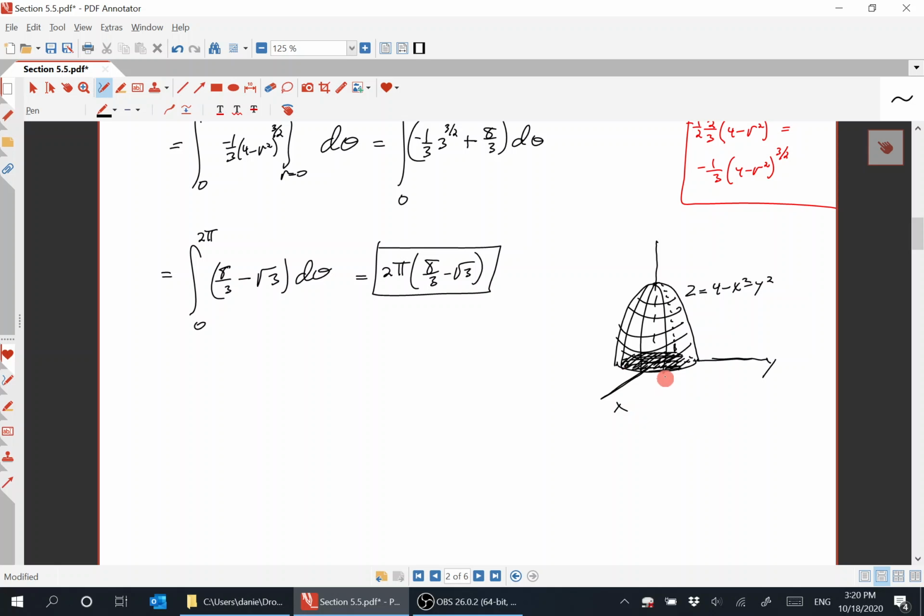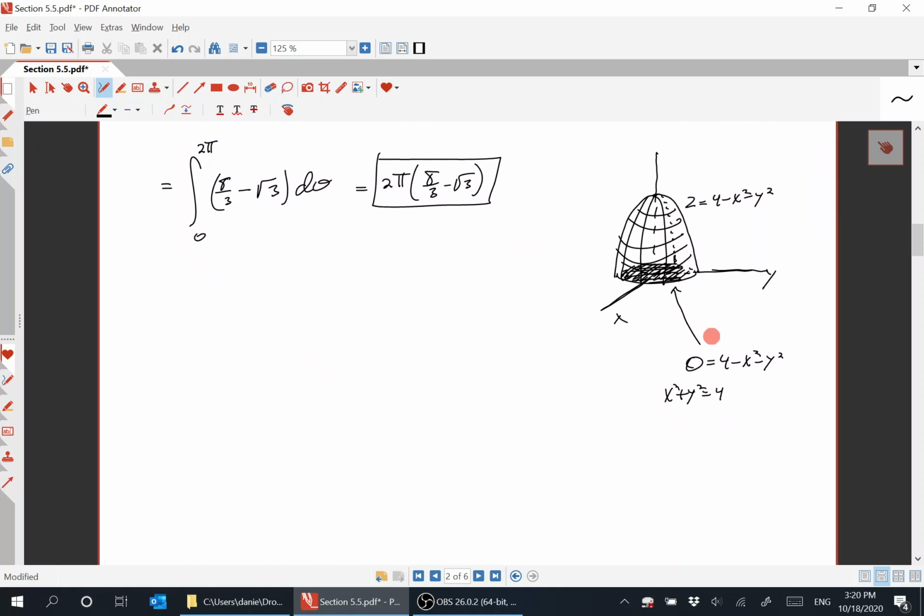And what disk is that? z is equal to 0, so we get x squared plus y squared equals 4. So this is the disk of radius 2. So we have 0 less than or equal to r less than or equal to 2, 0 less than or equal to theta less than or equal to 2 pi, and 0 less than or equal to z less than or equal to 4 minus x squared minus y squared.